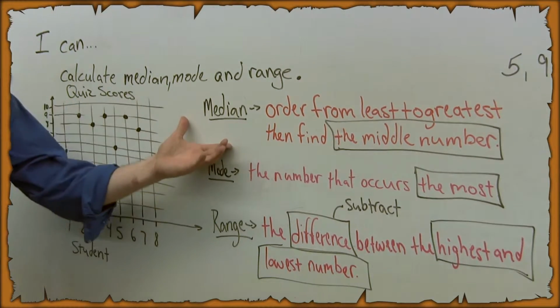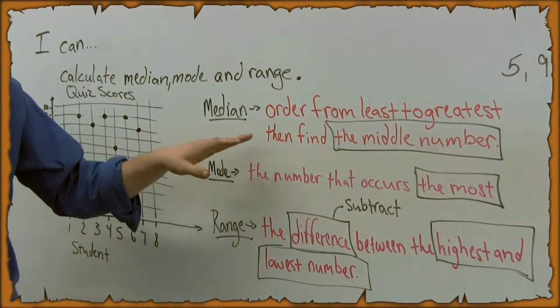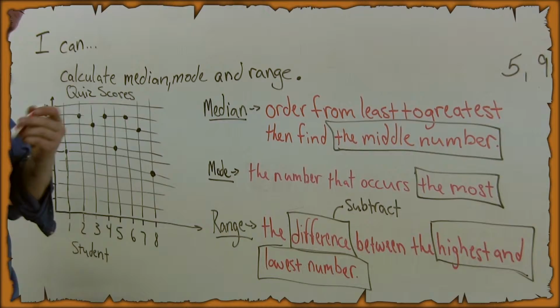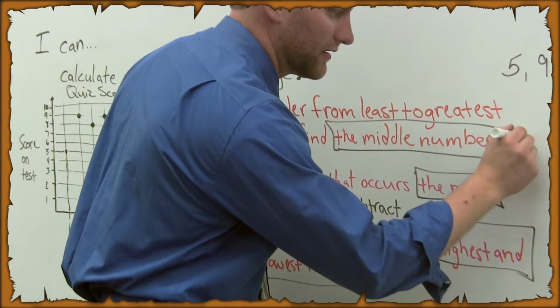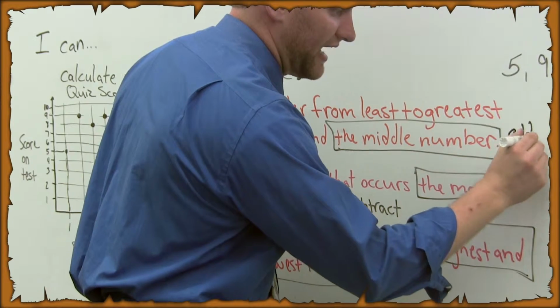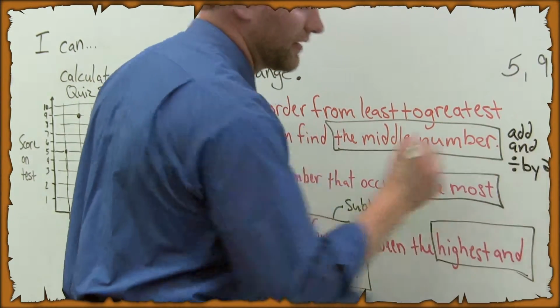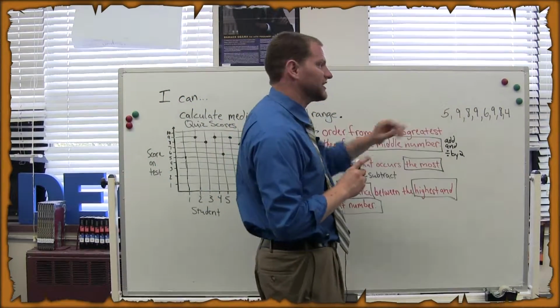In order to calculate your median, you need to order the numbers from least to greatest, then find the middle number. I'm going to give you a hint. If there's 2 numbers in the middle, you're going to add them up and divide by 2. Okay, that just so happens to be the case with our data.